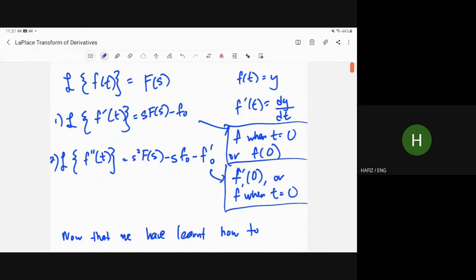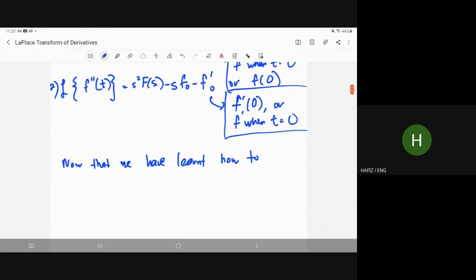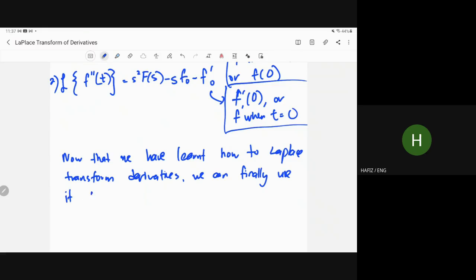You can see in the John Bird books if you want to see how they derive this. I'm sure other books also have it. But we don't have to show that right now. Now that we have learned how to Laplace transform derivatives, we can finally use it to solve differential equations.